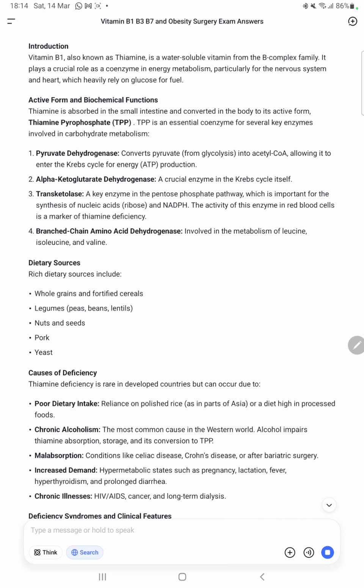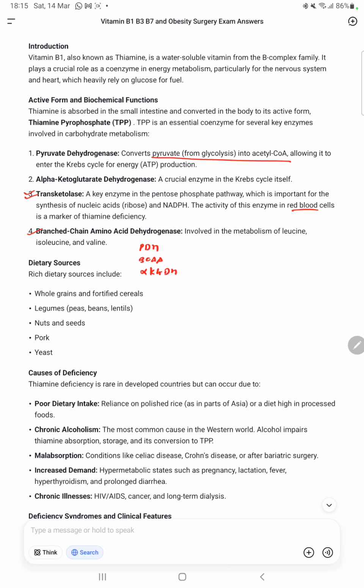Then pyruvate dehydrogenase. Pyruvate dehydrogenase converts pyruvate into acetyl coenzyme A. It is also present in alpha ketoglutarate dehydrogenase, which is an important enzyme in the Krebs cycle. And transketolase. Transketolase is a key enzyme in the pentose phosphate pathway, and this enzyme is a marker of red blood cell activity. Then the next is branched chain amino acid dehydrogenase. So it is found in pyruvate dehydrogenase, branched chain amino acid dehydrogenase, alpha ketoglutarate dehydrogenase, and transketolase.